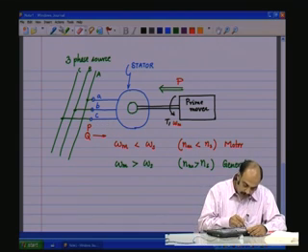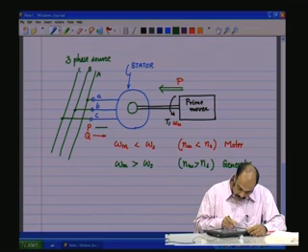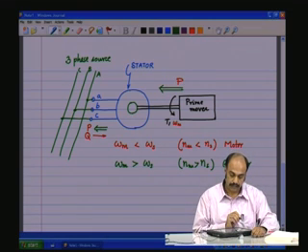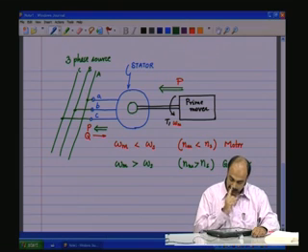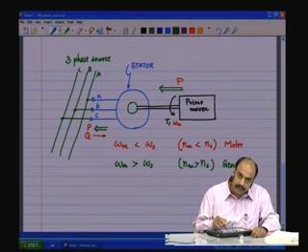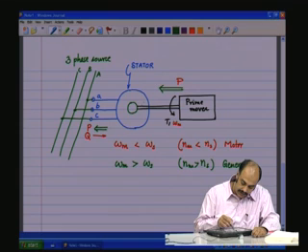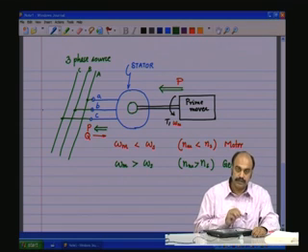So we reverse this. So we see that the active power is going from the mechanical side through the induction motor into the source.